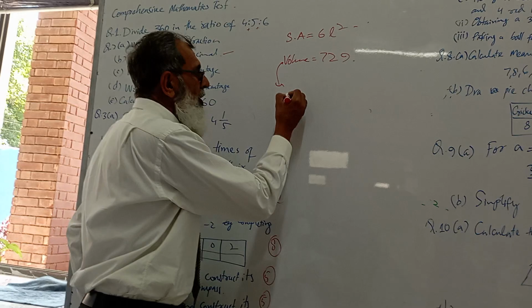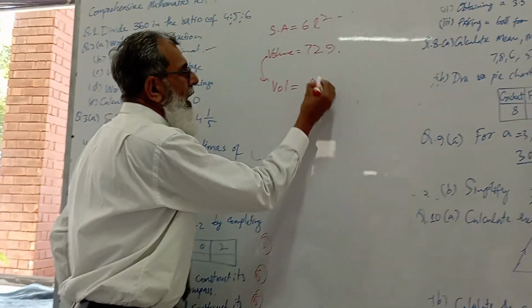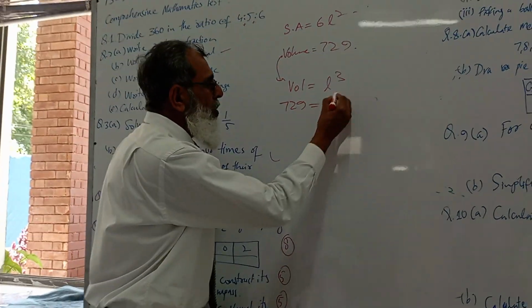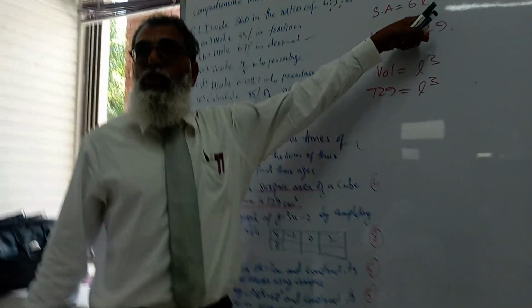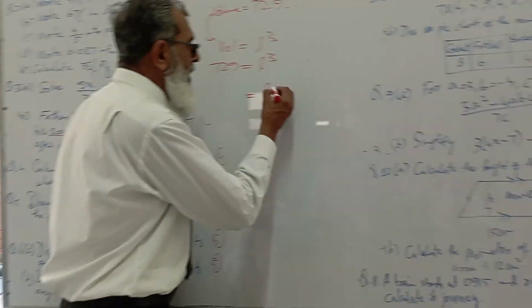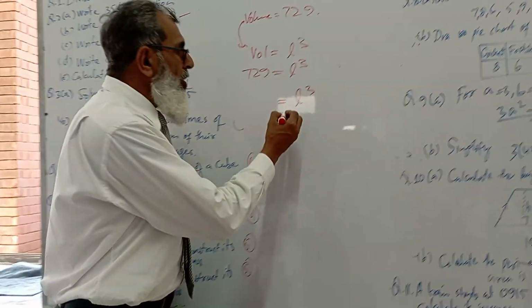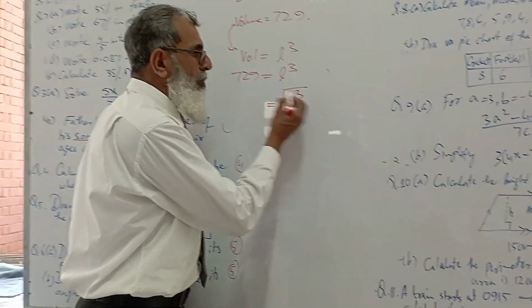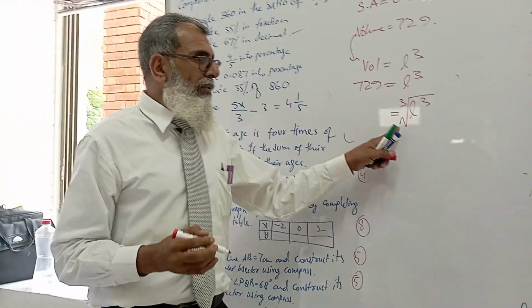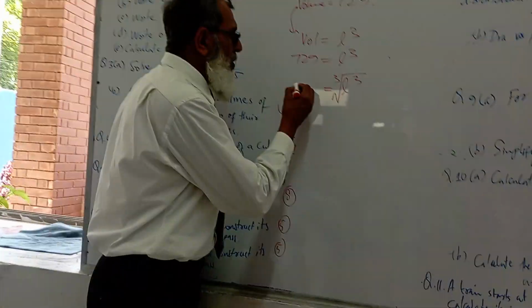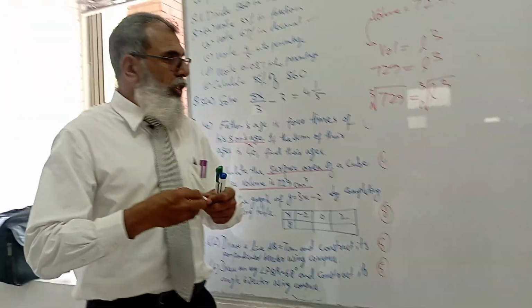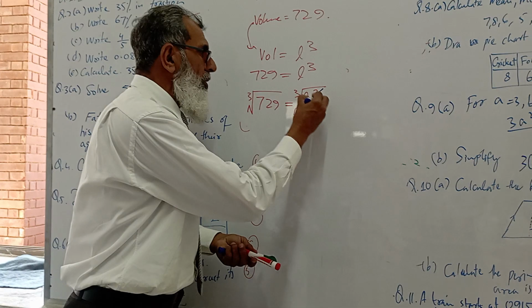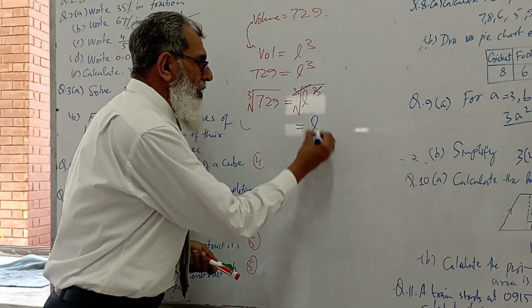So we'll be connecting the information from the volume, because volume is given to us. So what do we do? We say that volume is equal to length cube. The value of volume is given, 729 is equal to length cube. But we need length, because after that we will be finding length square. So length cube will be removed by cube root. Whenever we put cube root here, we'll put cube root on the other side on 729. So here cube and cube root cancel, and we get length.